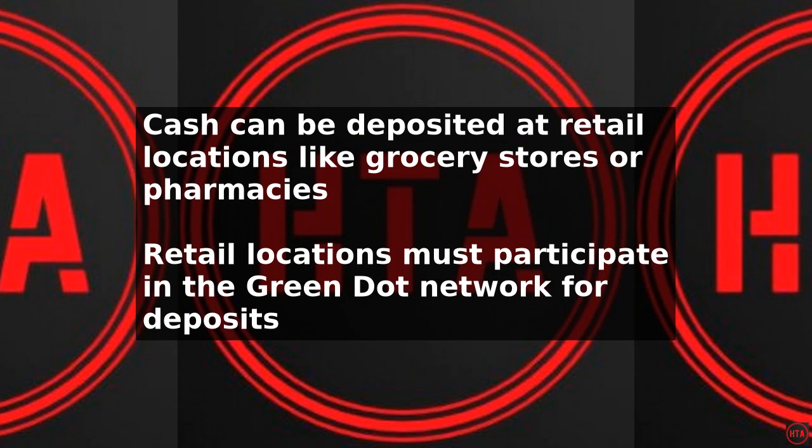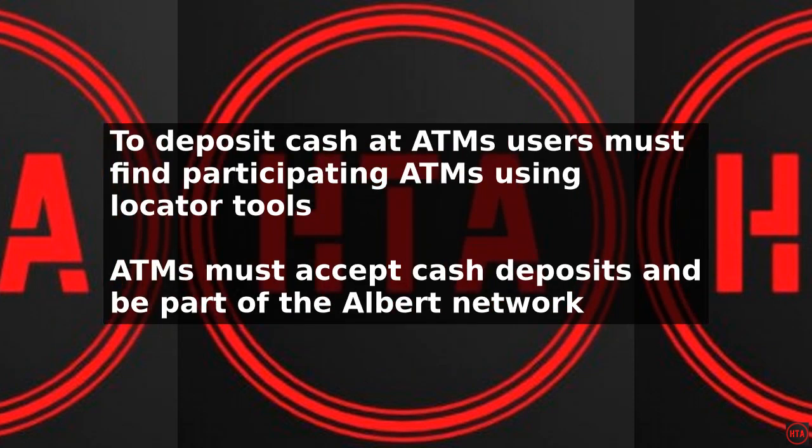To deposit cash at an ATM, you will need to find an ATM that accepts cash deposits and is part of the Albert network. You can use the ATM locator tool on the Albert app to find a participating ATM near you. Once you find an ATM, you can insert your debit card and select the deposit cash option. You will then need to enter the amount of cash you want to deposit and insert the cash into the ATM. The ATM will count the cash and credit it to your account.